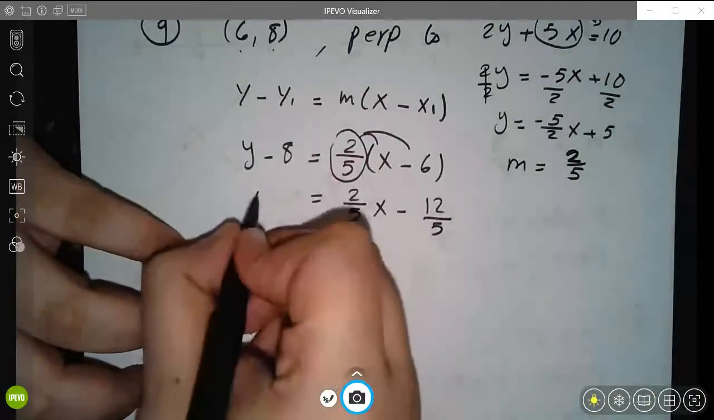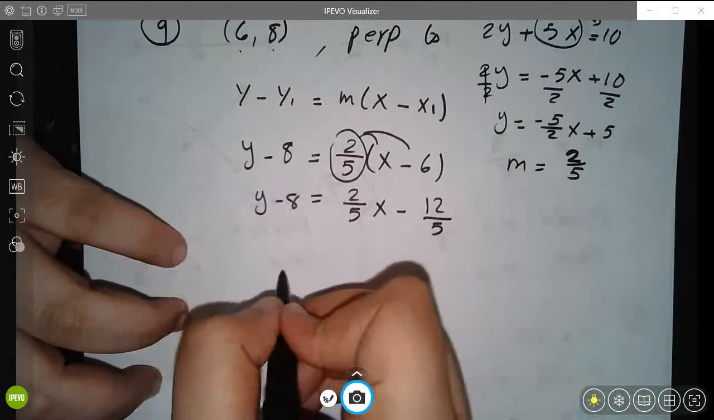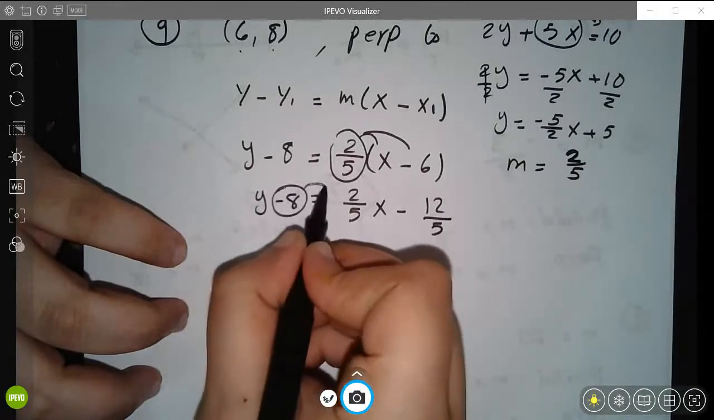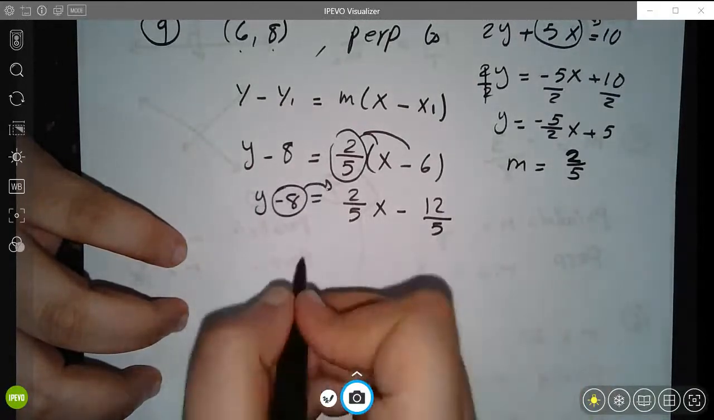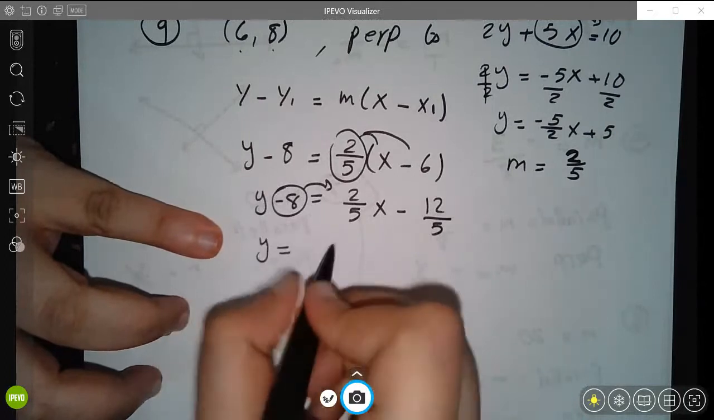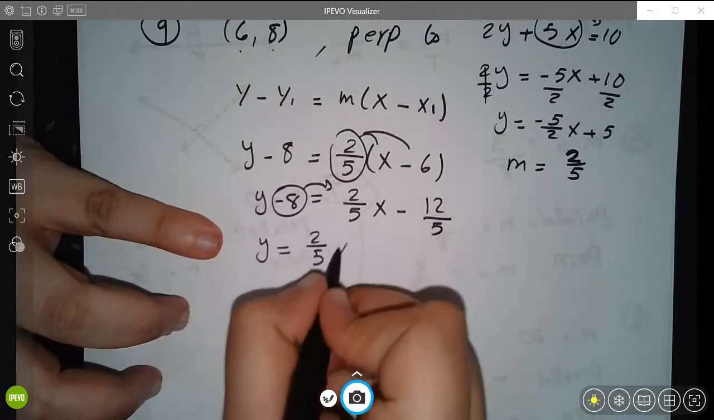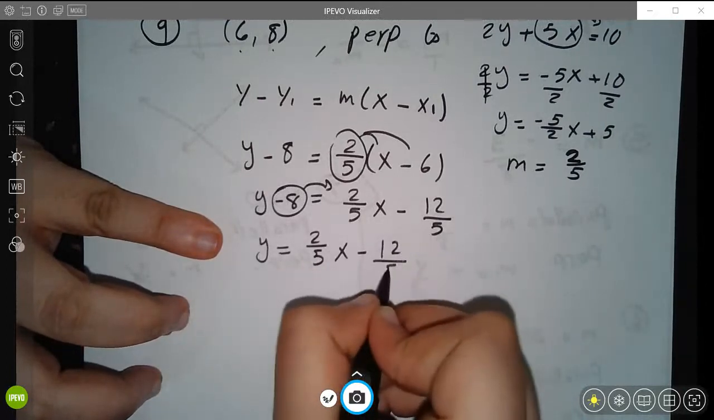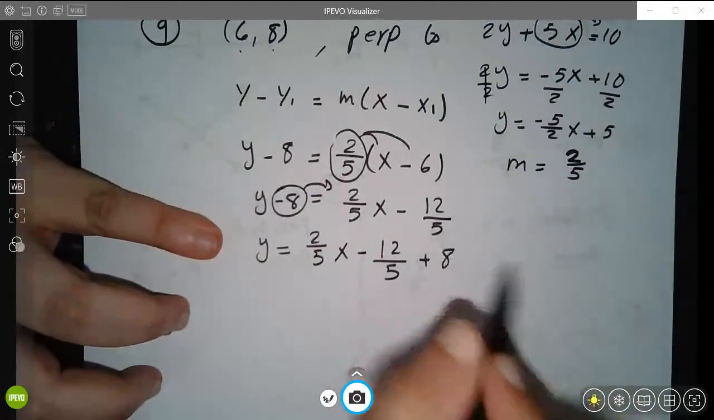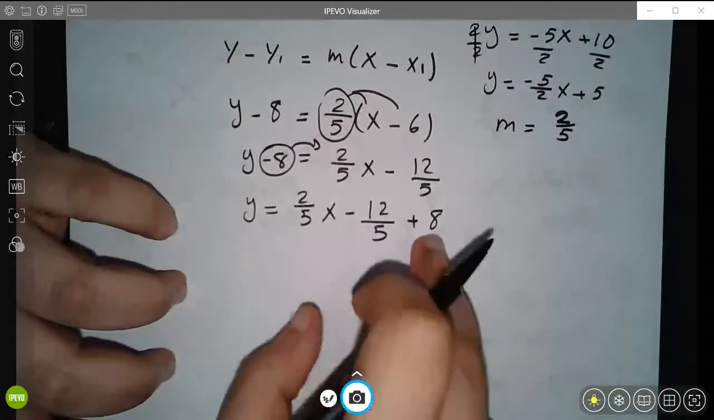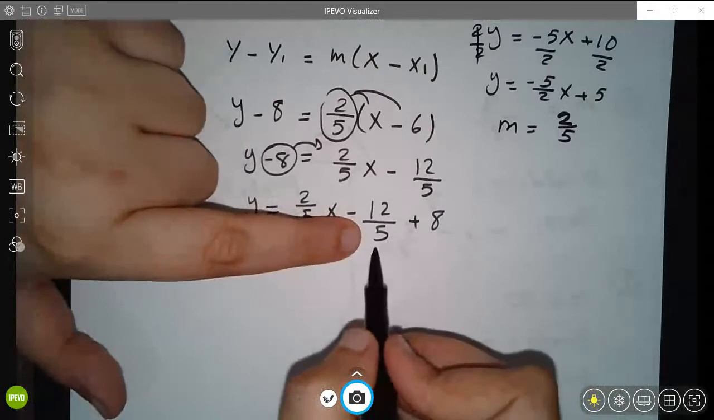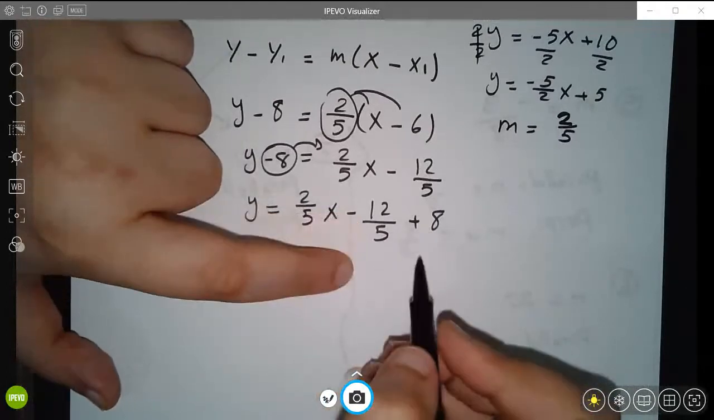Okay. Here we have y minus 8 still. Now I'm going to move the negative 8 to that side, and it turns positive. So we have y equals 2 over 5x minus 12 over 5 plus 8. Now I want to turn this 8 into a fraction that resembles this because I want to add these two.